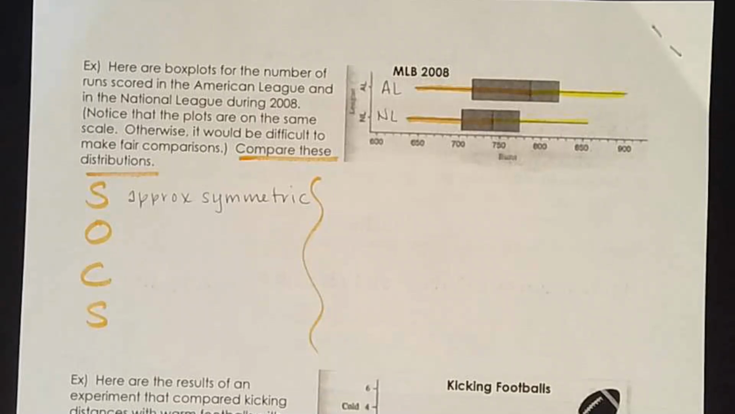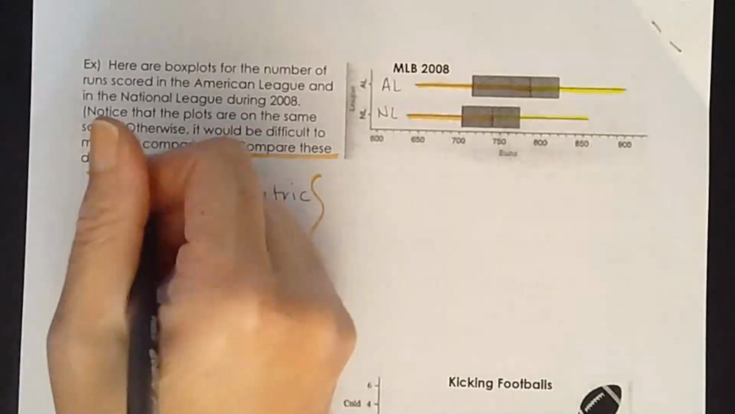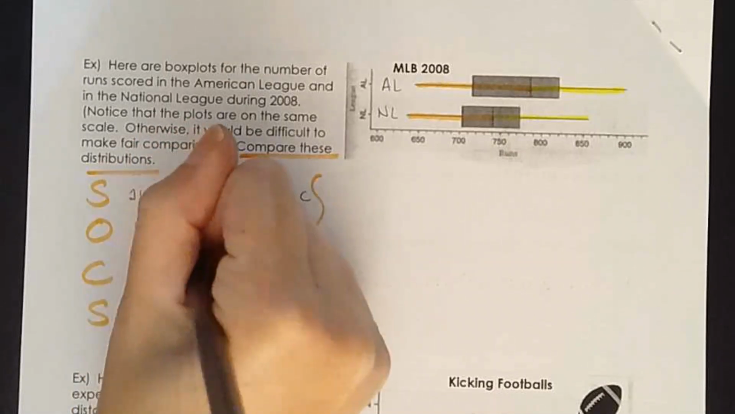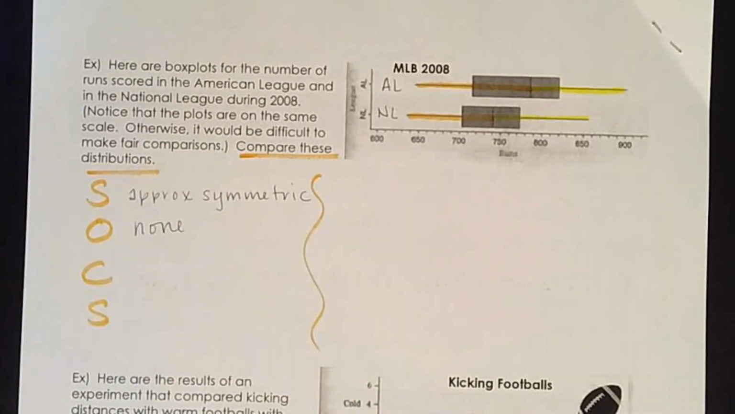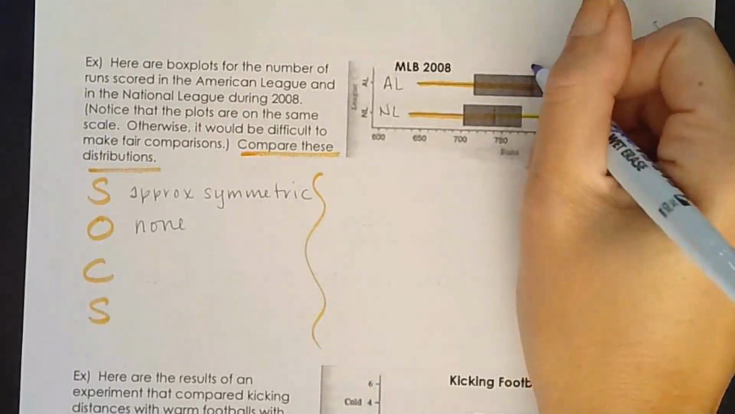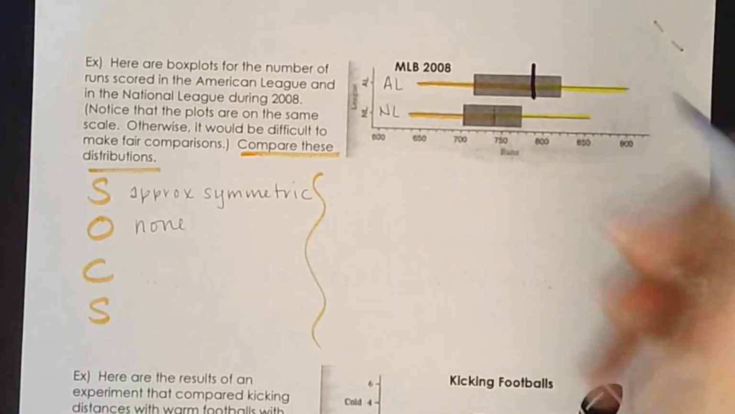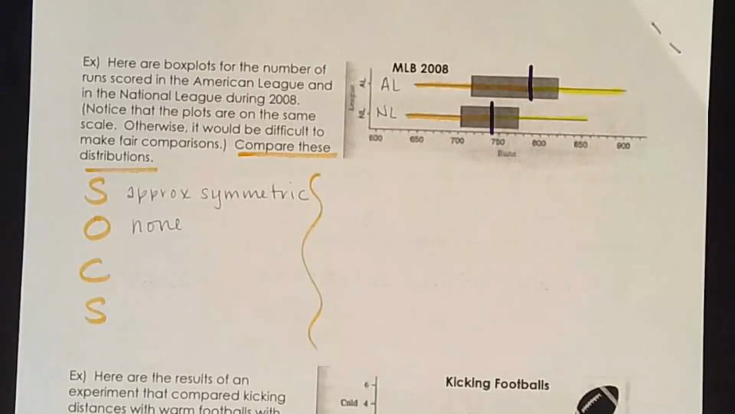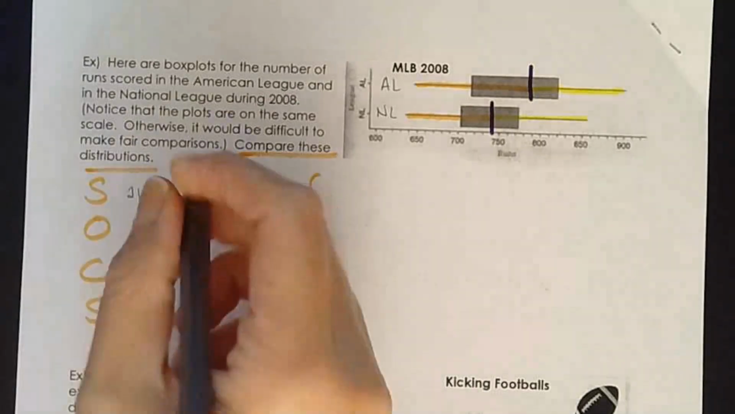Outliers, right away with box plots. Box plots are great for identifying outliers because they have to be marked separately. Do you see anything marked separately here? Nope. So none for both. Center. Remember, the median is marked in a box plot. So just look at the line for the median. Here's your line for the median for American League. Here's your line for the median for National League. Which one is shifted farther up on the number line? American League. So American League has the higher median.